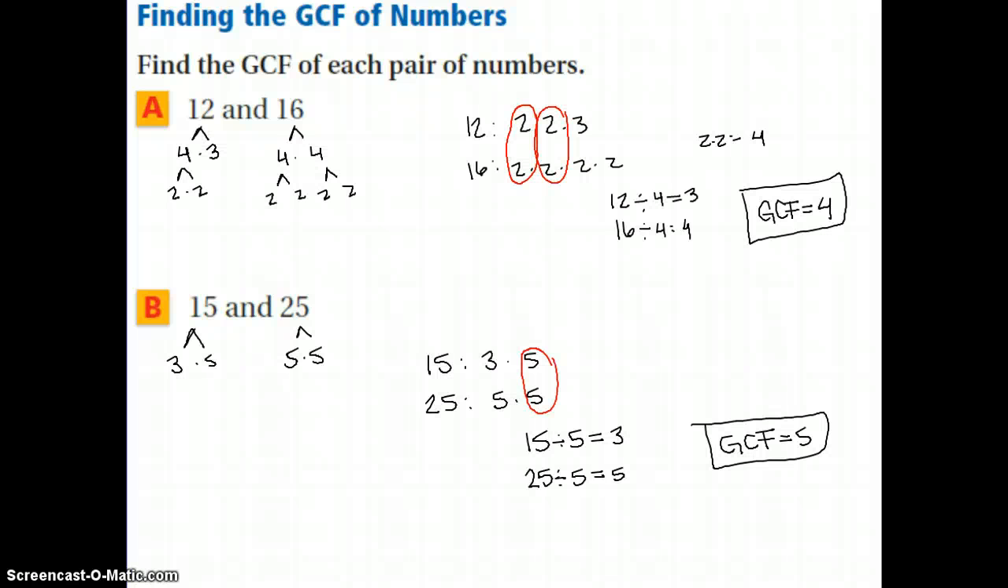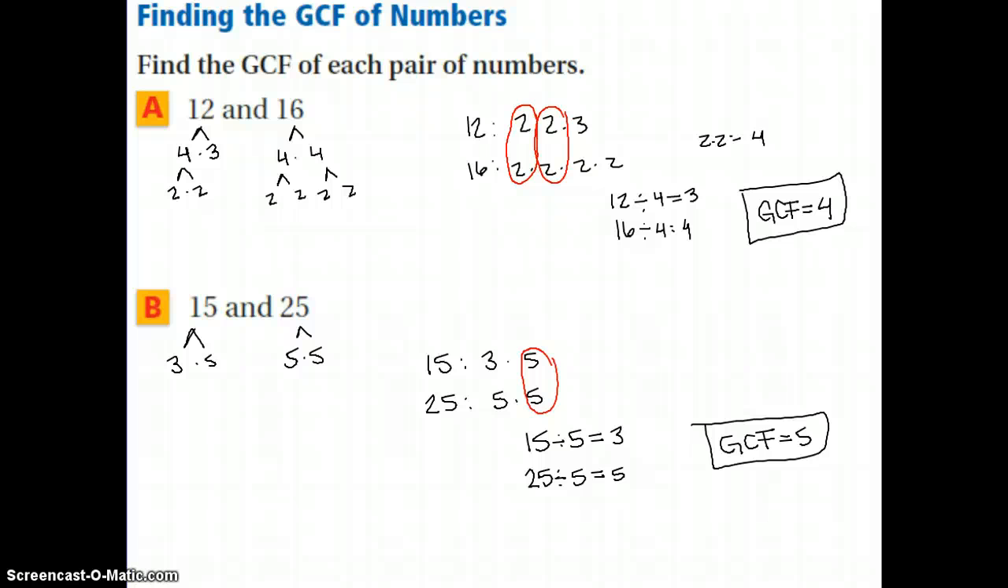For 12 and 16, I found a greatest common factor of 4. When I factored 12, I got the factors 2, 2, and 3. When I factored 16, I got 2, 2, 2, and 2. They shared 2 2's, which multiplied to get 4. So the greatest common factor is 4.